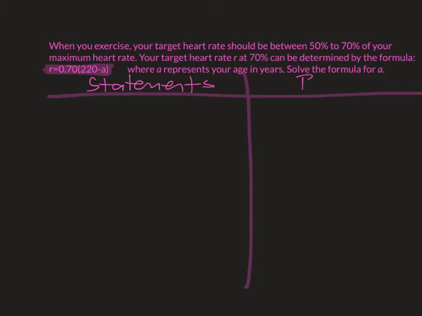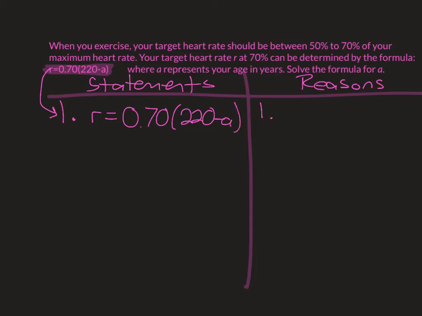So in our two-column proof, statements always go on the left, reasons always go on the right. My first statement is this formula. So I'm going to take that and put it down here: 0.70 times the quantity 220 minus A. Well, where did that formula come from? It was given to us. So again, reason number 1 should always, always, always be given.